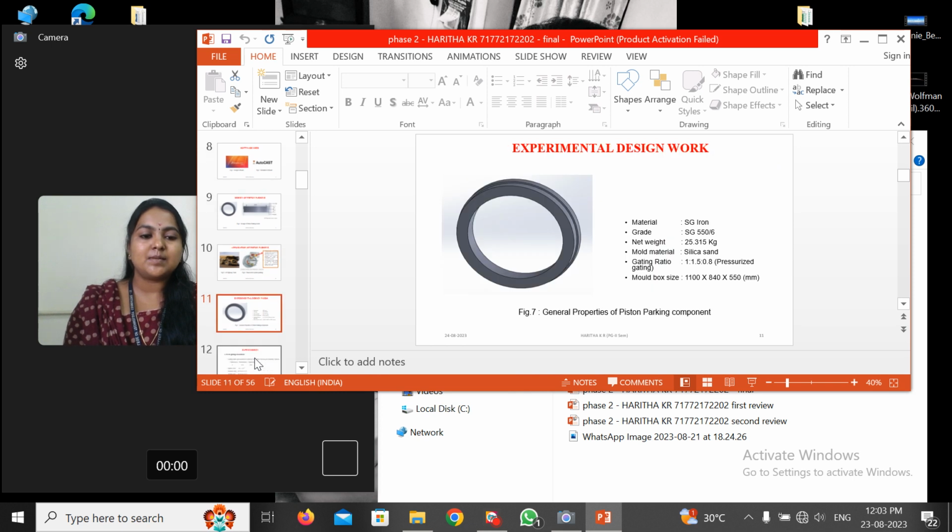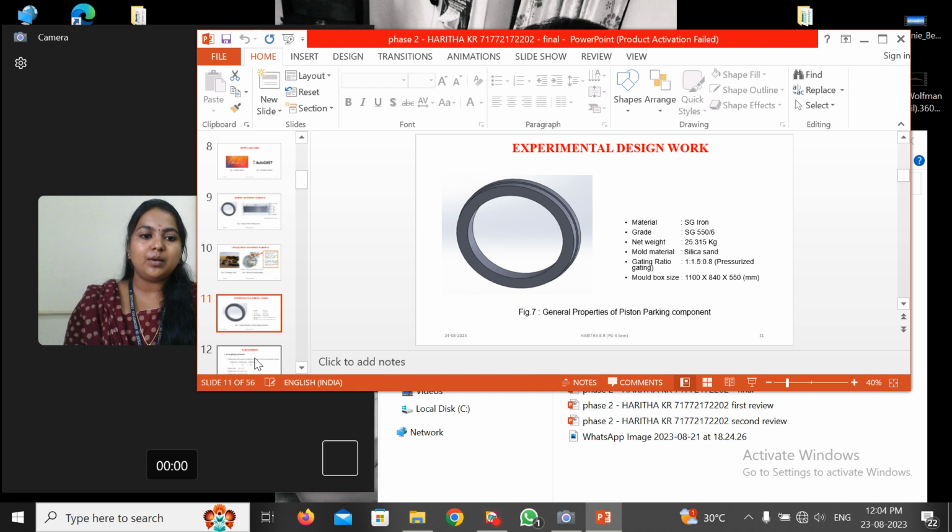And this is about the experimental design work. This material is a general SG iron, of the grade SG 550/6, and the net weight is about 25.315 kg. For the mold material in the production process, they used silica sand as per the industry content. So totally it is an industry-based project.